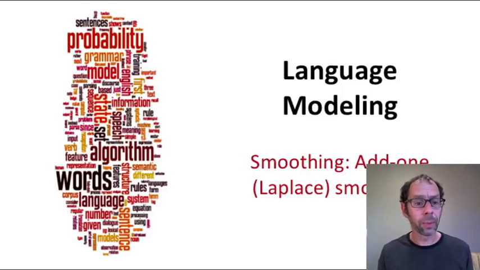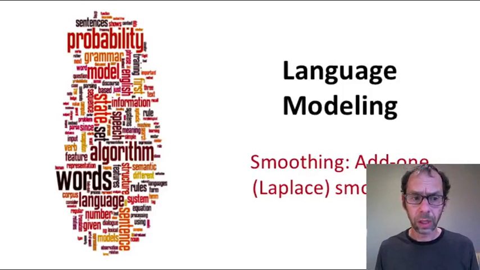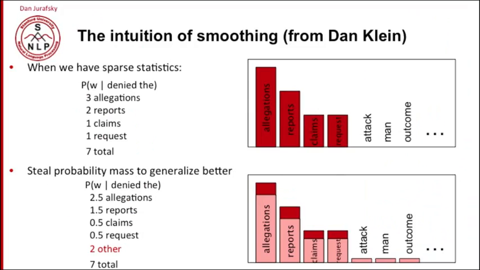How do we deal with bigrams with zero probability? The simplest idea is called add-one smoothing. And let's look at a picture that gives us the intuition of smoothing in general from Dan Klein. So suppose in our training data we saw denied the allegations, denied the reports, denied the claim, denied the request.